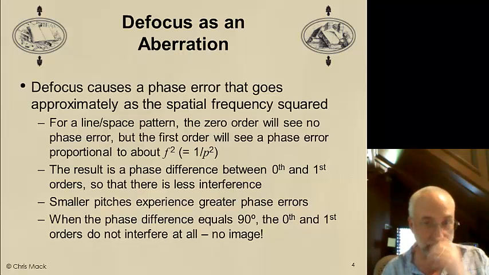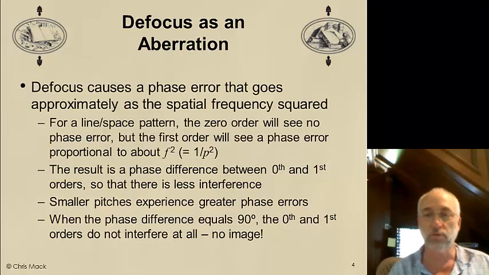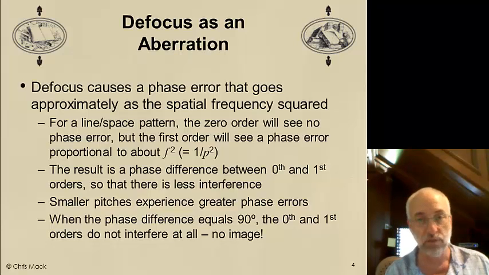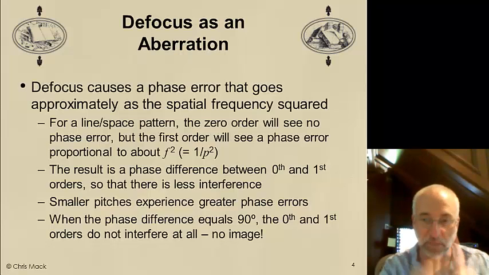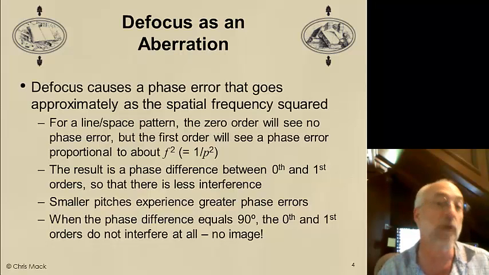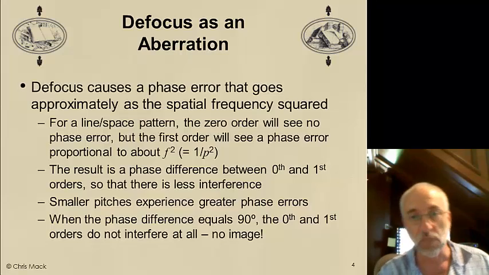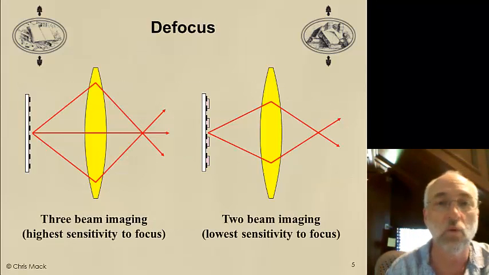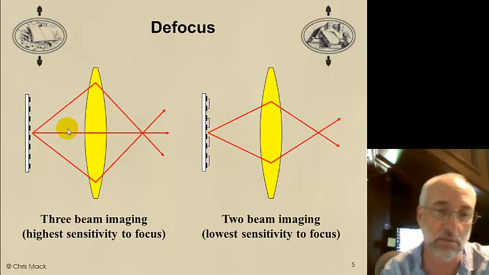And finally, as I was hinting at, when the phase difference between the 0 and first orders equals 90 degrees, the 0 order and first order are at right angles to each other from a phase perspective. They do not interfere at all. And without any interference, I don't get an image. We can go out of focus so far that our image disappears completely.